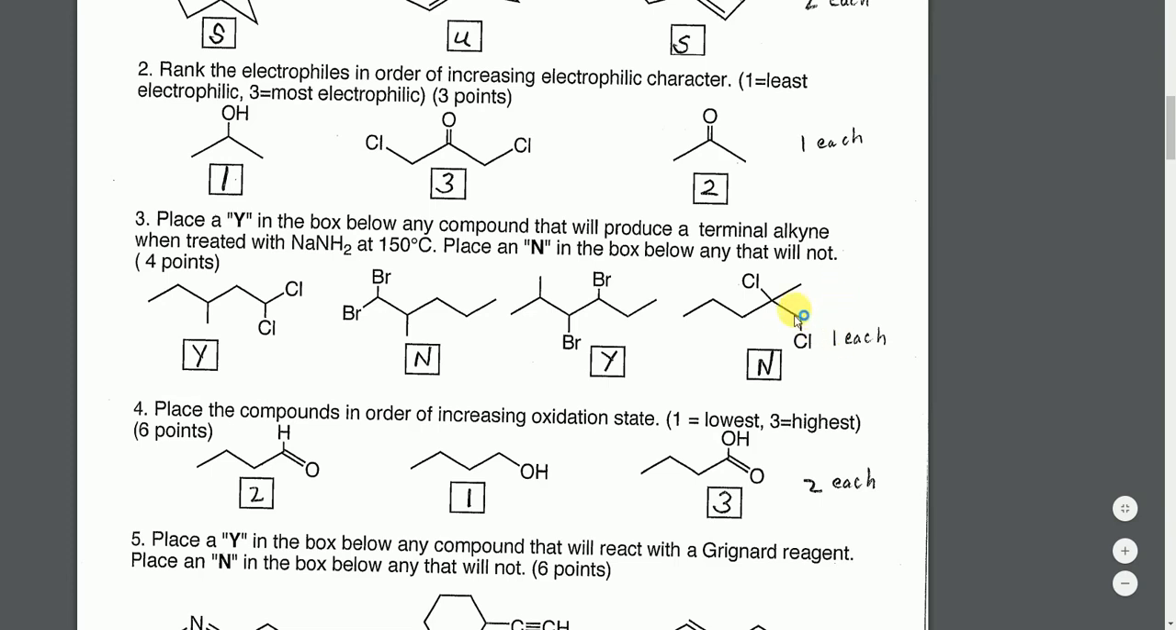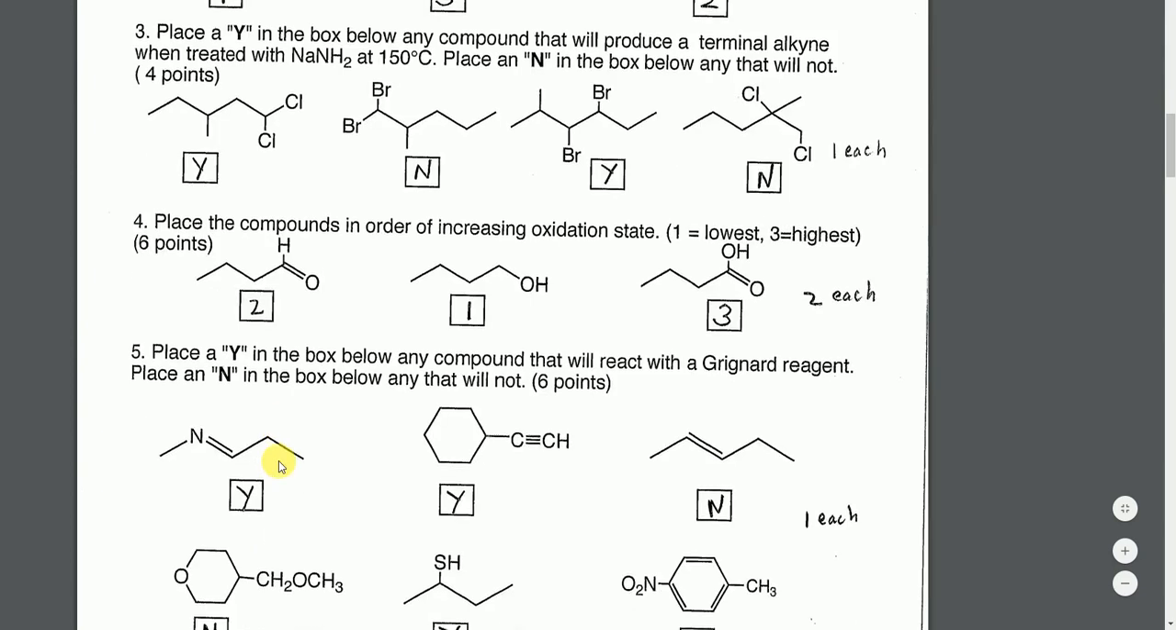It has 2 hydrogens, but I need a hydrogen over here so that I can kick off this chlorine, because that's how the E2 reaction works. So I will not be able to form a triple bond with this setup over here. Okay, so this is not possible. So this is also a no.